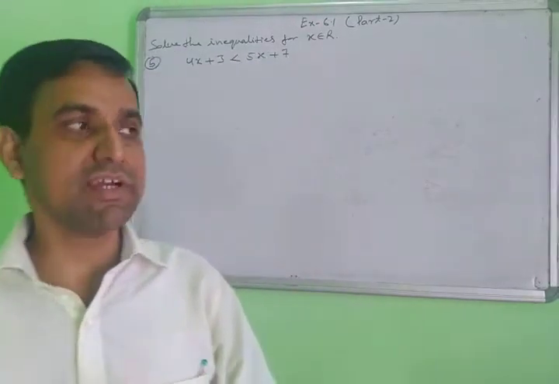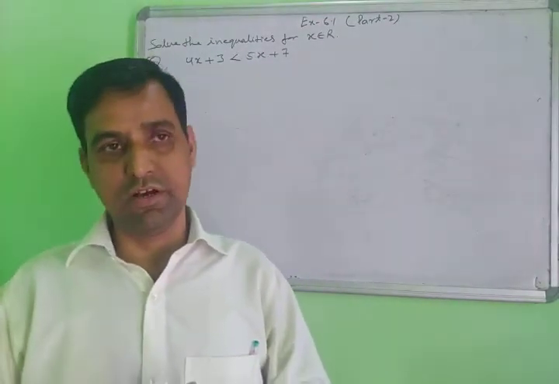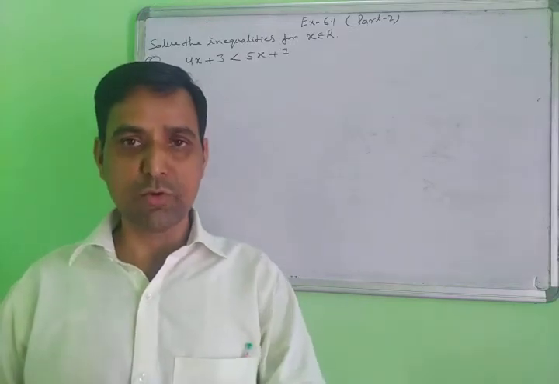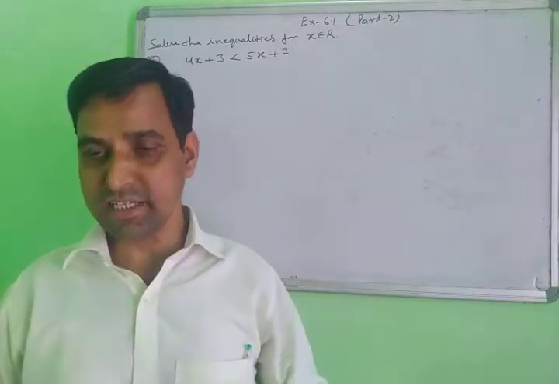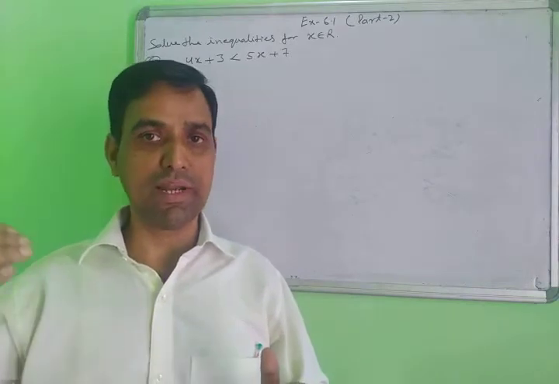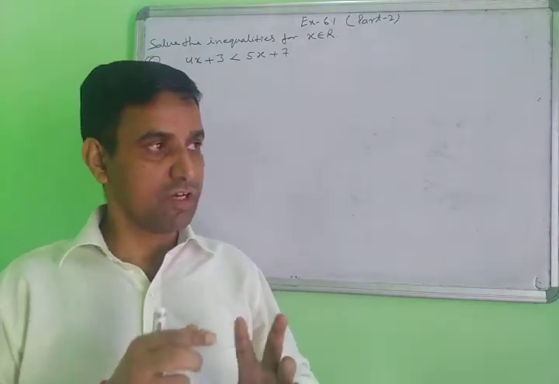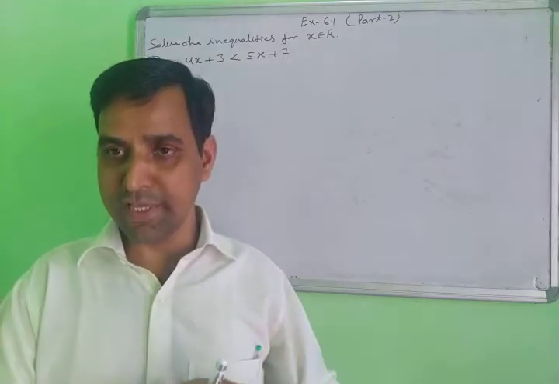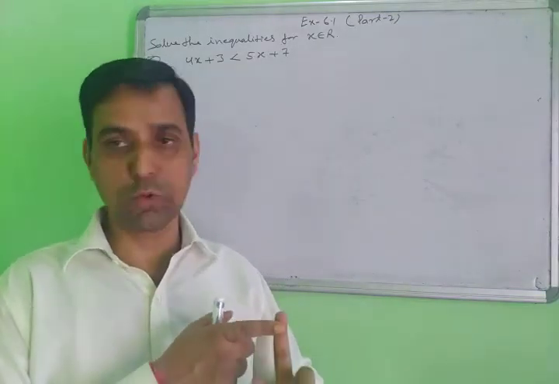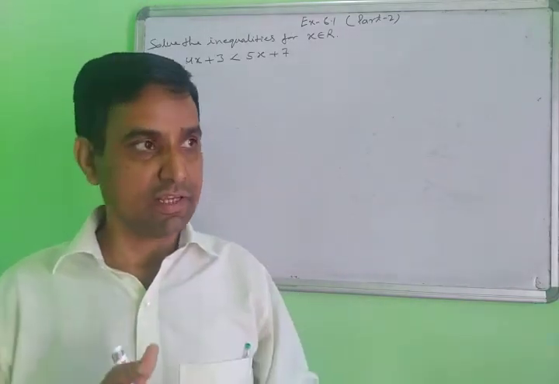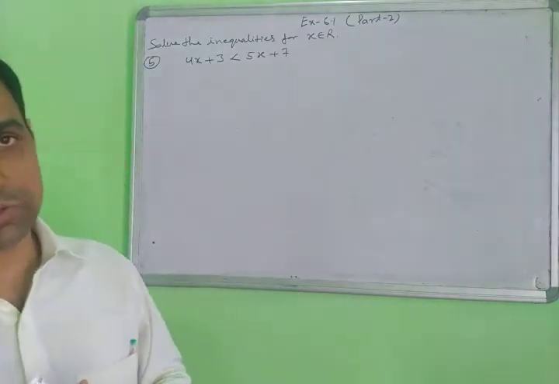Question number 5 is a different type of question. First we will solve for the value of x, then we will write the solution set of x, and then represent these solutions on the number line. First you solve the value of x, second you write the solution set, and third you represent the solution set on the number line. In this way you will solve question number 5.